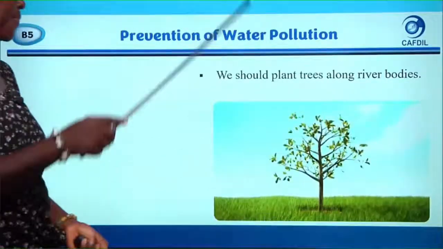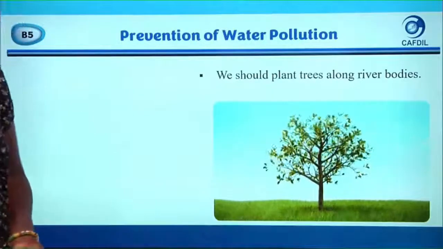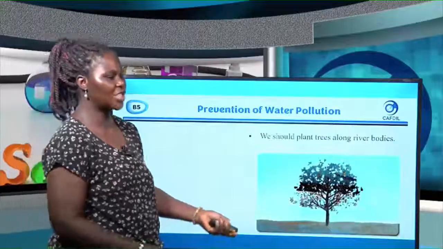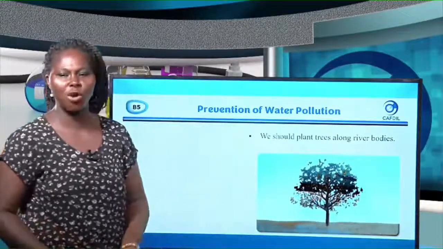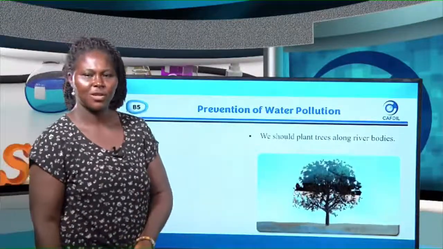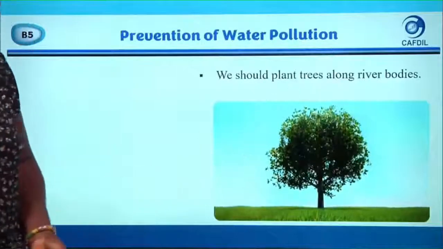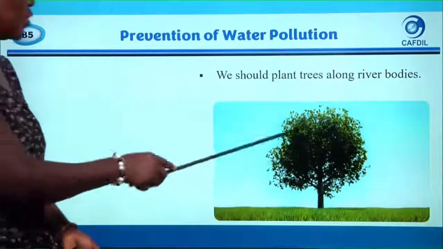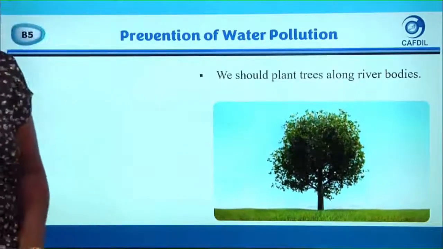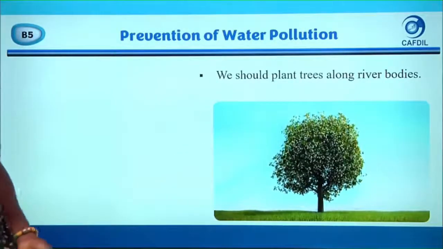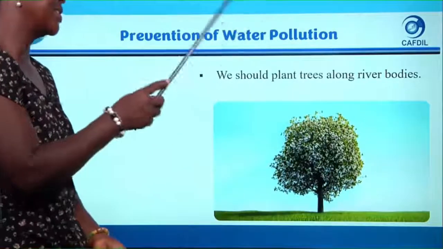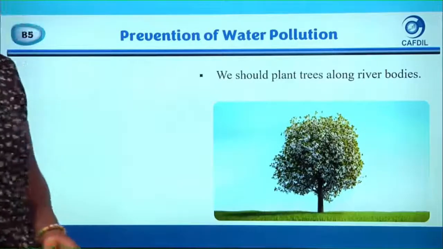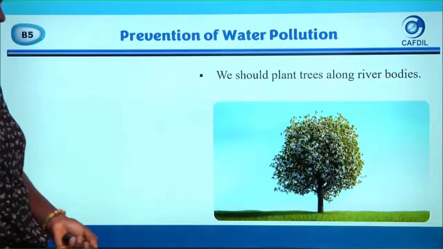When it falls on the bare ground, it can cause erosion, and then the water will wash the dirty things into rivers. So if you plant the trees, the water will fall on the tree and it will not fall on the ground directly. So that's why we are saying we should plant trees along river bodies or water bodies.